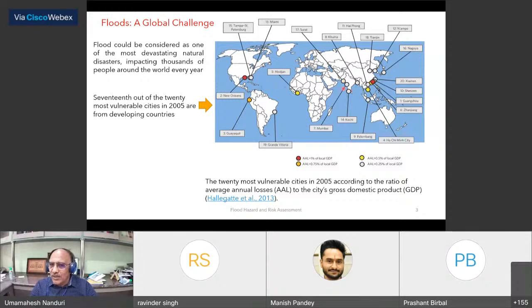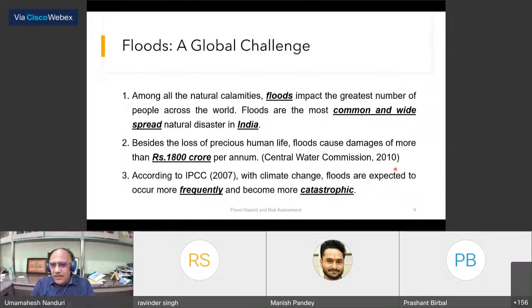There are many cities which are frequently affected by floods, but I'm talking about the top 20 cities in terms of average annual losses, because these are major cities. These cities incur huge losses, almost more than 0.25% of local GDP per year, and so they come under the top 20 cities of the world. So in summary, flood is a very common and widespread natural disaster, especially in a country like India.